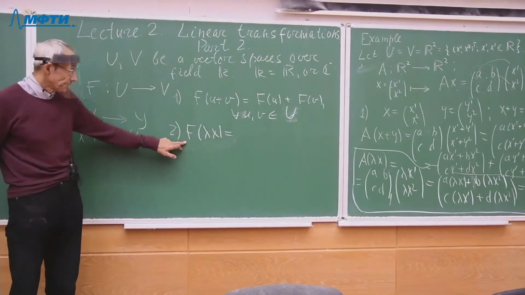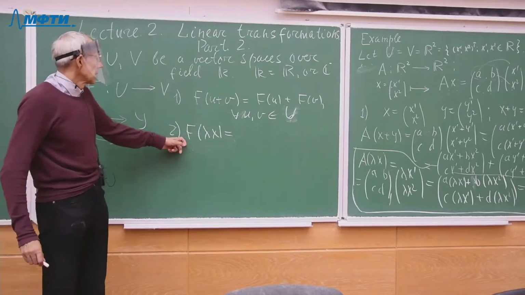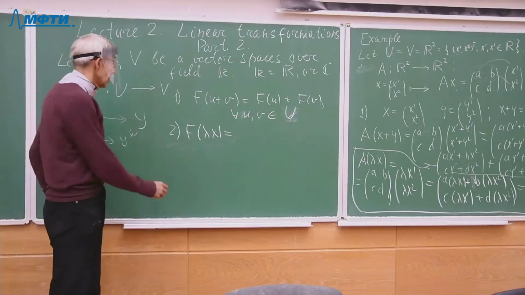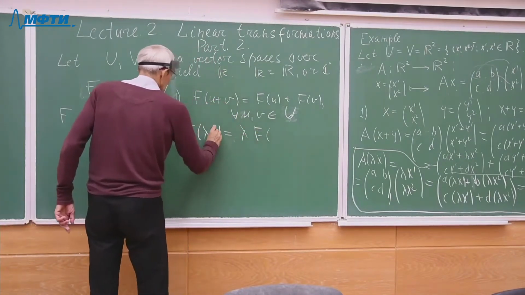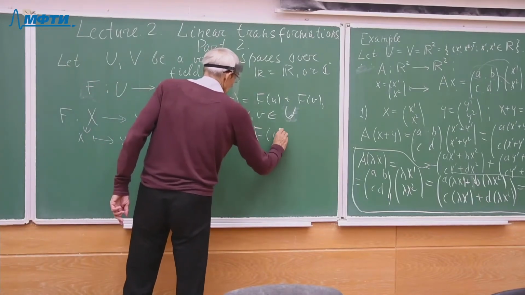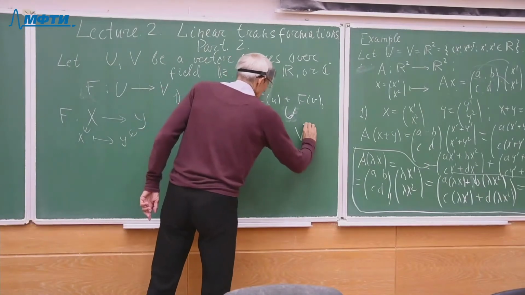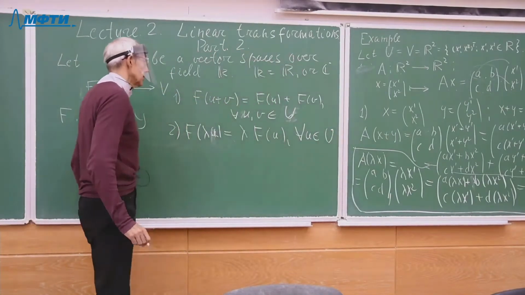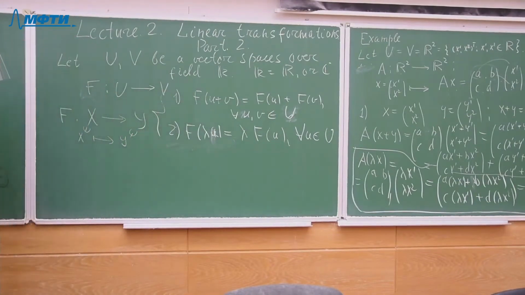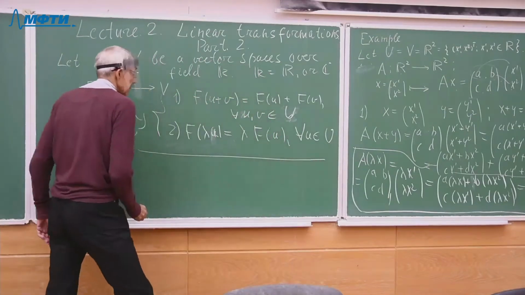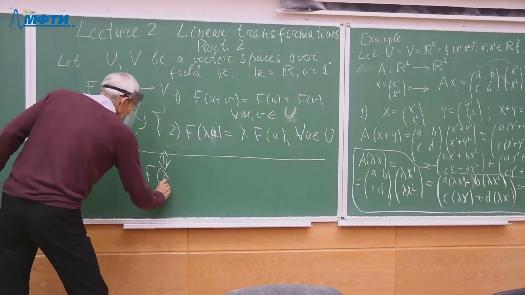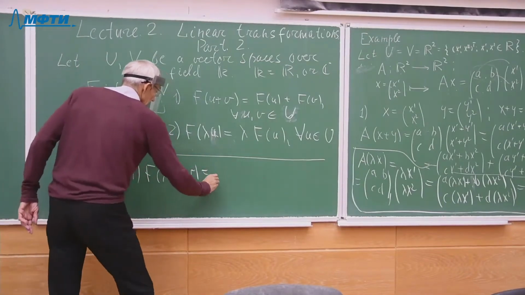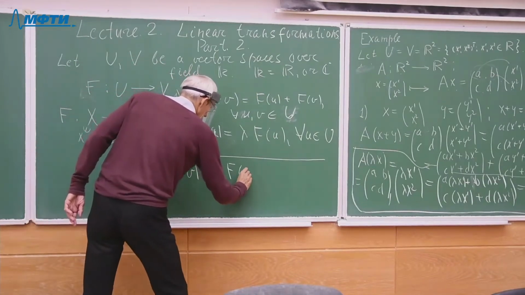And we will say that mapping F has the homogeneity property if we have the following equality: f of lambda u is equal to lambda times f of u for all u which belong to capital U. We have two main properties of such a mapping, and these two properties are equivalent to the following one property: f of lambda u plus v is equal to lambda f of u plus f of v.